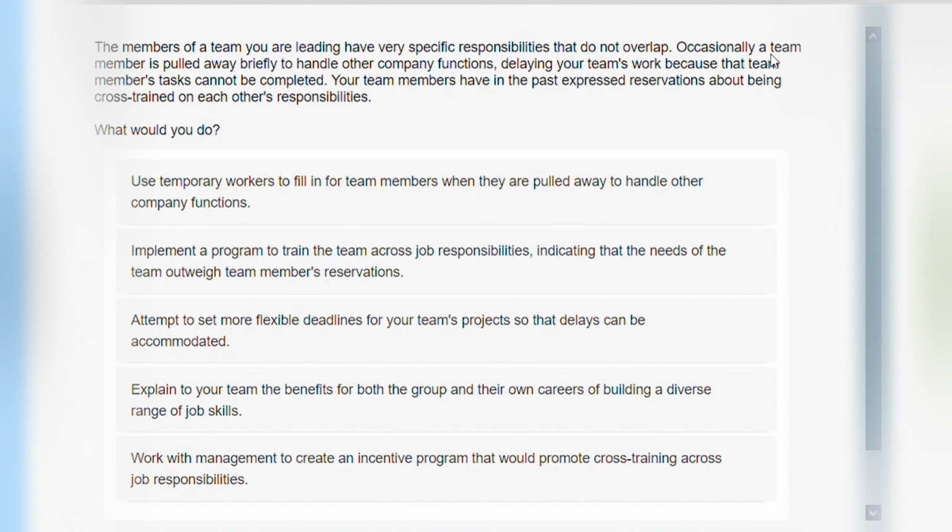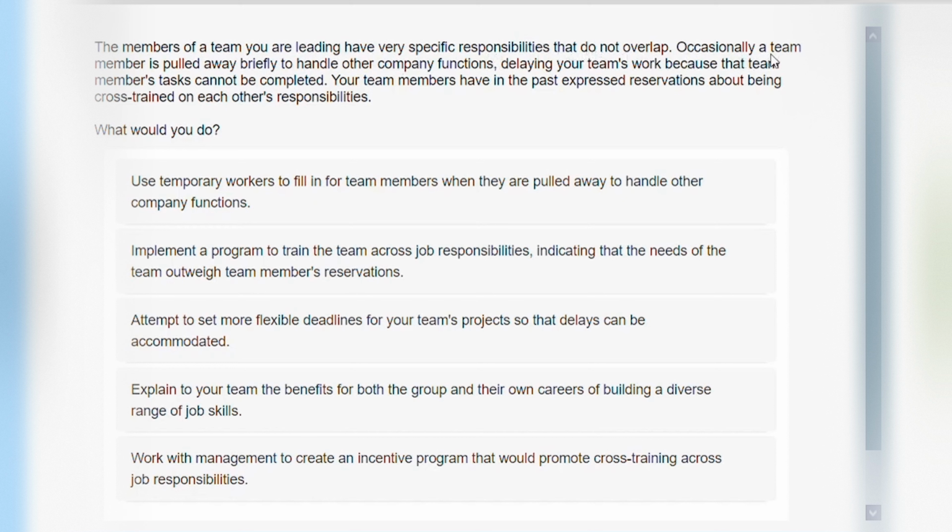Now question number 3, the members of the team you are leading have very specific responsibilities that do not overlap. Occasionally a team member is pulled away briefly to handle other company functions, delaying your team's work because that team member's task cannot be completed. Your team members have in the past expressed reservation about being cross-trained on each other's responsibility. What would you do? So again, let's start with the elimination option.